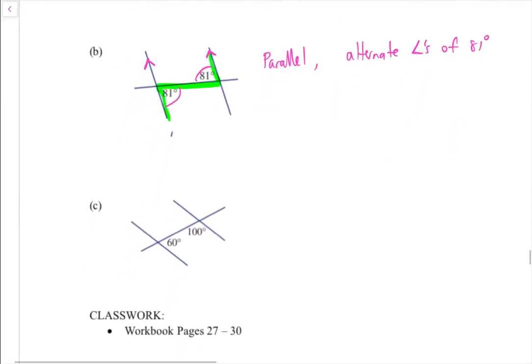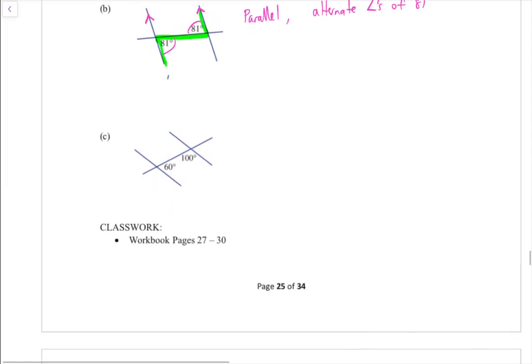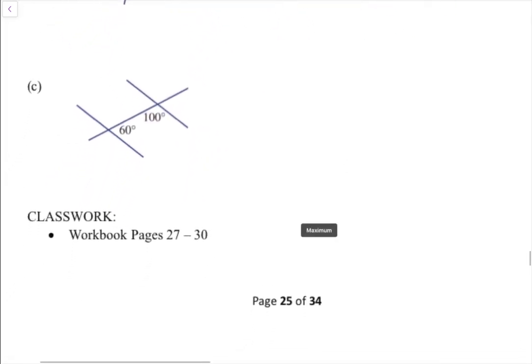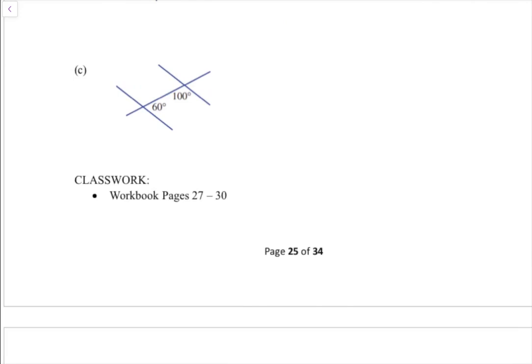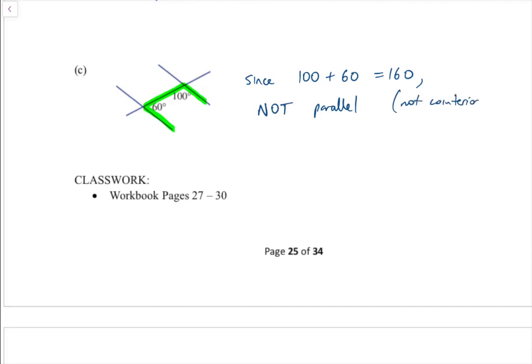Let's go to part C. For part C, I'm looking at a C shape, and since 100 plus 60 equals 160, they are not parallel because they are not co-interior. Co-interiors add up to give 180 degrees, not 160 degrees.